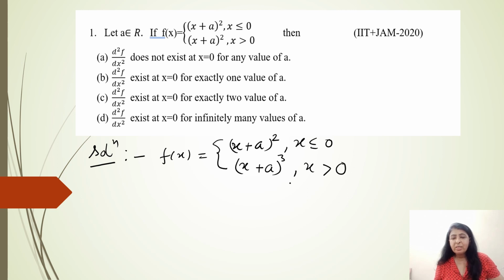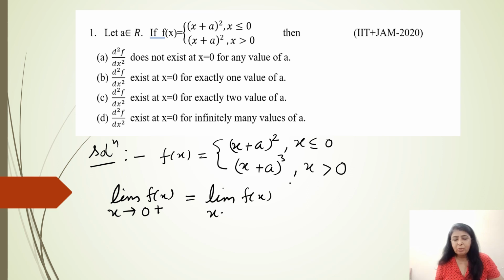So one correction is here, you can do the correction, so it won't take, but you can amend it. So here it is x plus a whole cube, right? Now what will we do? We will find limit f(x) when x approaches 0 positive, which is equal to limit f(x) when x approaches 0 negative, which is equal to the value of the function. We were checking the continuity at the point 0.